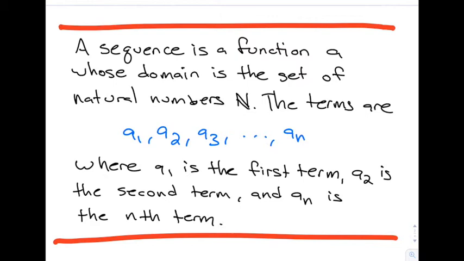A sequence is a function a whose domain is the set of natural numbers. The terms are a sub 1, a sub 2, a sub 3, all the way up through a sub n, where a sub 1 is the first term, a sub 2 is the second, and a sub n is the nth term.